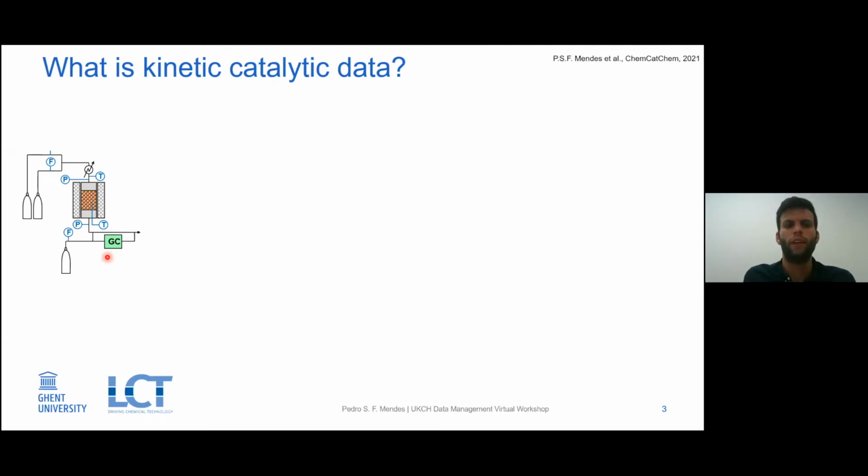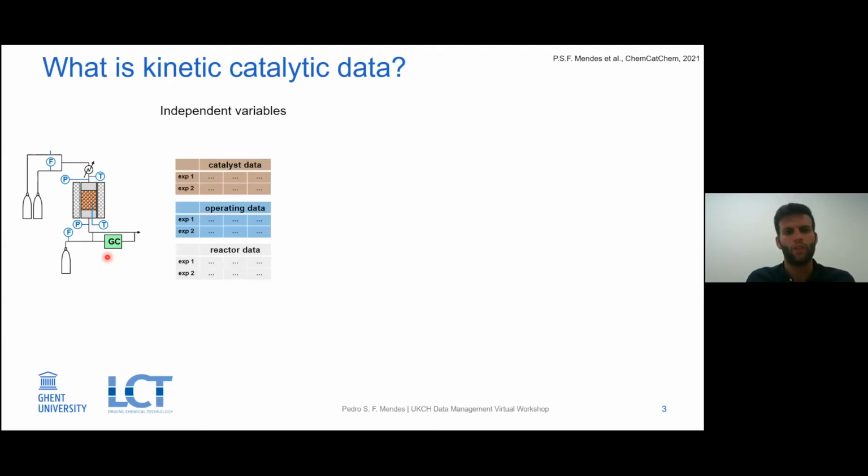To which kind of data does this correspond? We'll always have the independent variables, the variables that you as a researcher can play with, and this is of course the catalyst properties, also the operating data, so temperature, pressures, etc., and the reactor data, which can play with hydrodynamics, the shape of the reactor, and so on.